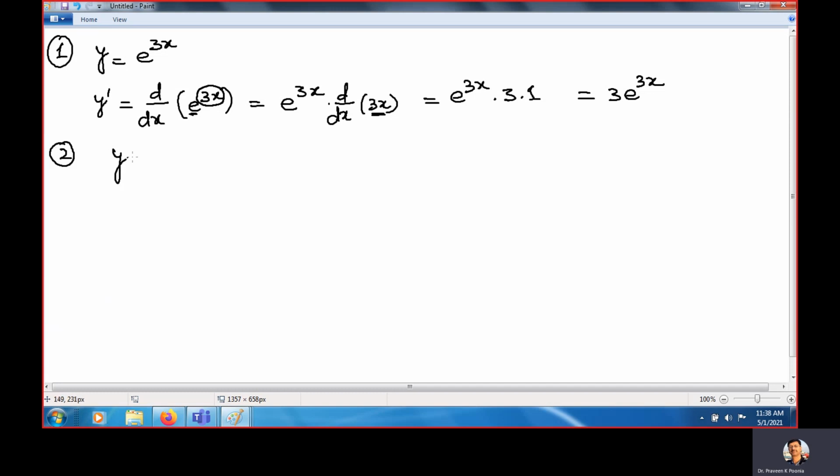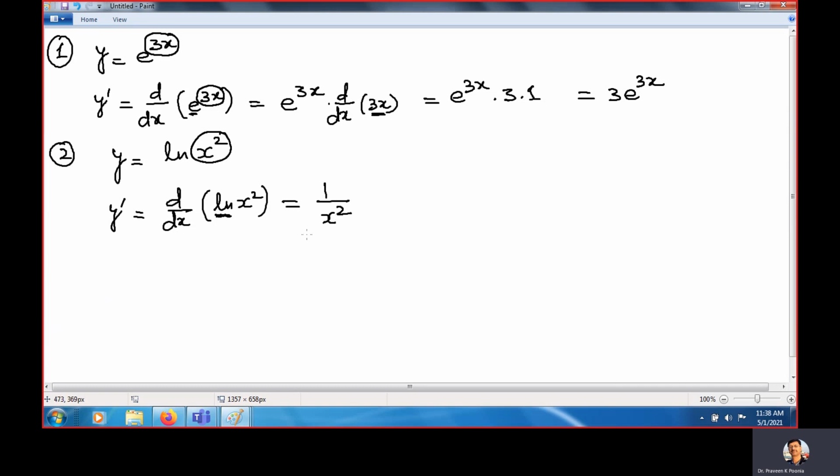Y is equal to ln x square. So you can see here it is not x, it is x square. Earlier it was not x, it was 3x. Clear? So y dash is equal to d by dx of ln x power 2. First we will differentiate ln. And what is the differential of ln? 1 upon whatever is the function, x power 2.